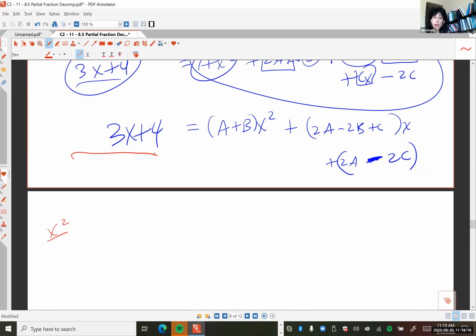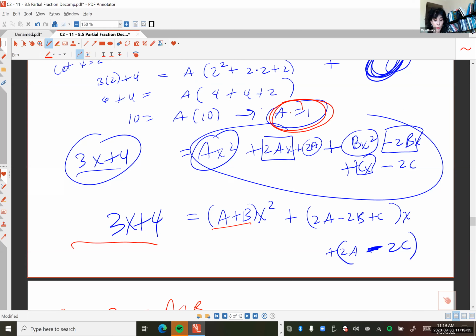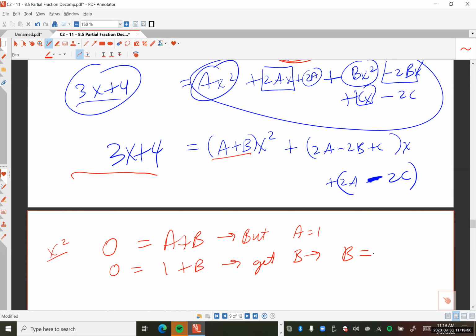So what would its coefficient be? 0, because there is none. But that has to equal the coefficient for the x squared term on the right side polynomial, which is a plus b. But good news, I already know what a is because I got it already. Oh, cool. So what does that mean? If a is equal to 1, doesn't that mean that I could easily get b? What is b? Negative 1. Bingo! I just got one of my unknowns, and I didn't have to solve a 2-equation, 2-unknown system. But I still have to get c, so bummer.